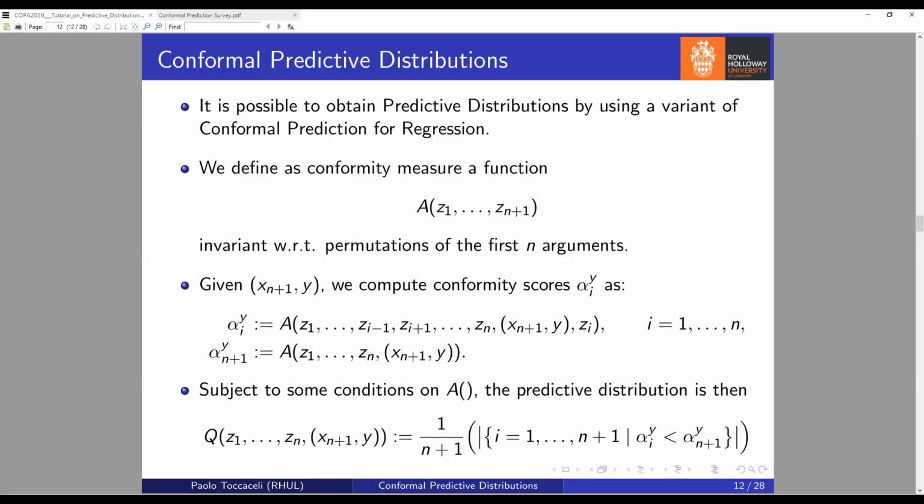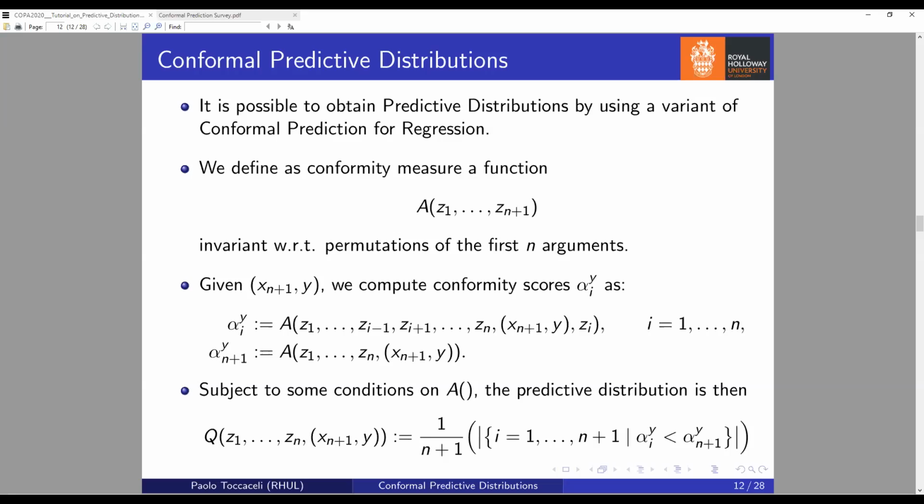So given a hypothetical observation made up of our test object and a hypothetical label, we compute conformity scores alpha by using basically the transductive approach. So the ith alpha is computed by taking the ith observation, which we now use as the test observation, and replacing in its place the hypothetical.